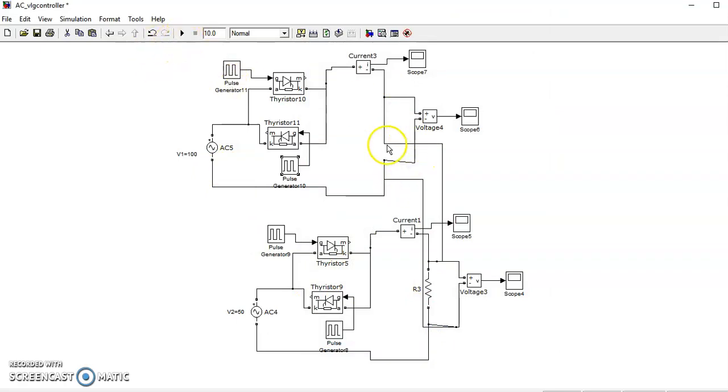The load across the point is connected to the voltmeter, and the scope is connected. So let's look at it. If you don't know the concept, please look at the video about the two-stage AC voltage regulator. I explained it through a Word document. So just run the program.